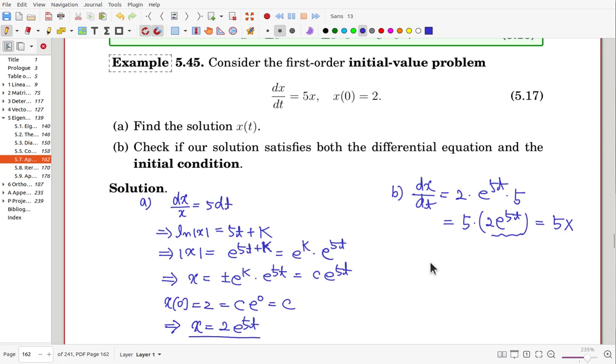And how about the initial condition, x at 0? If we put 0, then that is 2 times e to the 5 times 0. So e to the 0 is 1. So we have here 2. So the function satisfies the differential equation and the initial condition. So that's the solution.